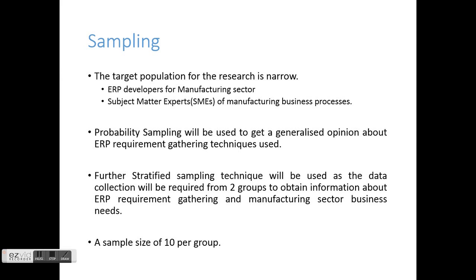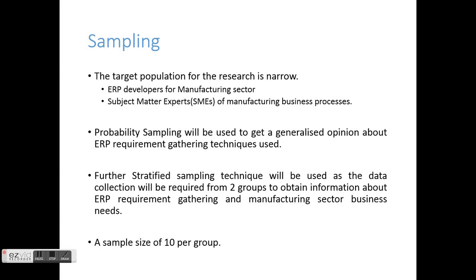Sampling. So the target population for this research is very narrow, as I have to interview the people using ERP software for manufacturing sectors. This will include two types of target populations. First one is the ERP developers for manufacturing sector. The second is the subject matter experts for manufacturing sector business processes, who would know the various business processes involved in the manufacturing sector. The probability sampling will be used to get a generalized opinion about the ERP requirement gathering techniques used.